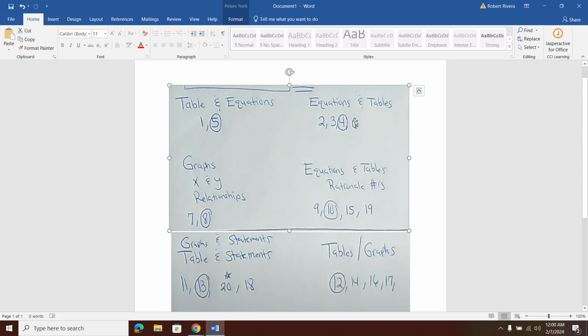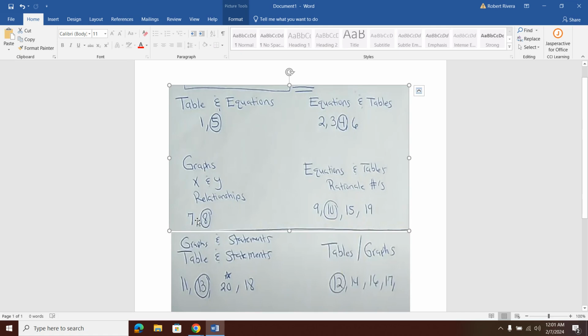2, 3, and 6, those are equations and tables. I will do 4, and you'll do the other 3. Whatever I do in 5, that's like number 1. Whatever I do in 4, that's like 2, 3, and 6. Now, what's the difference between these two? Well, sometimes they'll give you a table, and they want an equation. Sometimes they'll give you an equation, and they'll want a table. So I'm going to teach you how to do those.